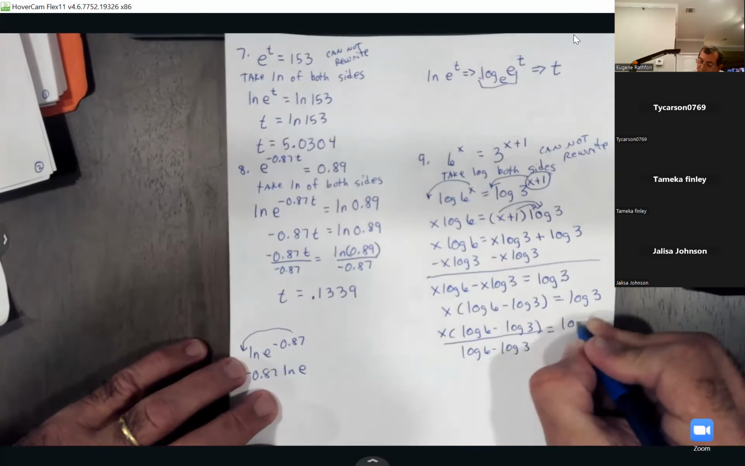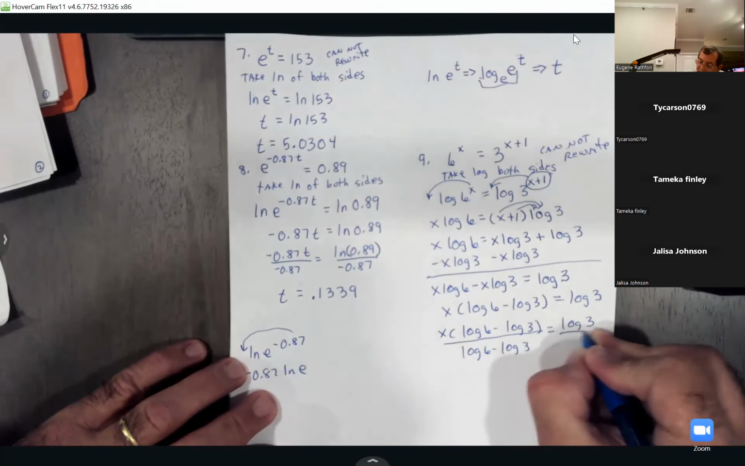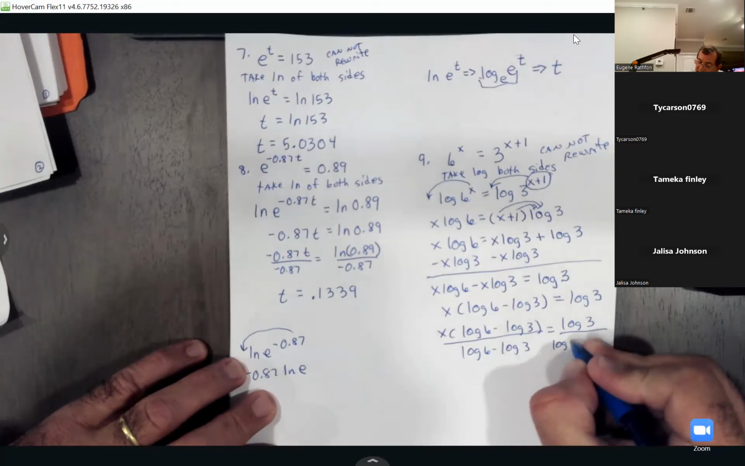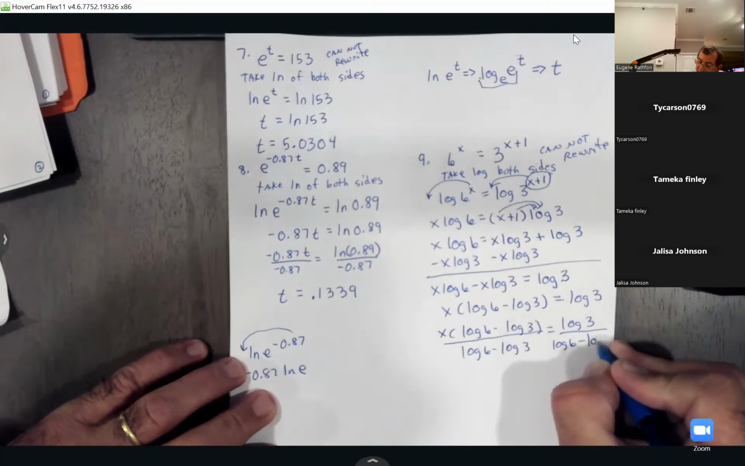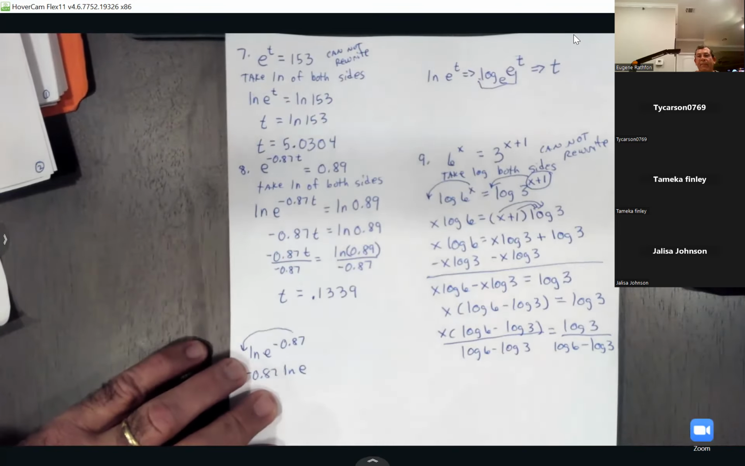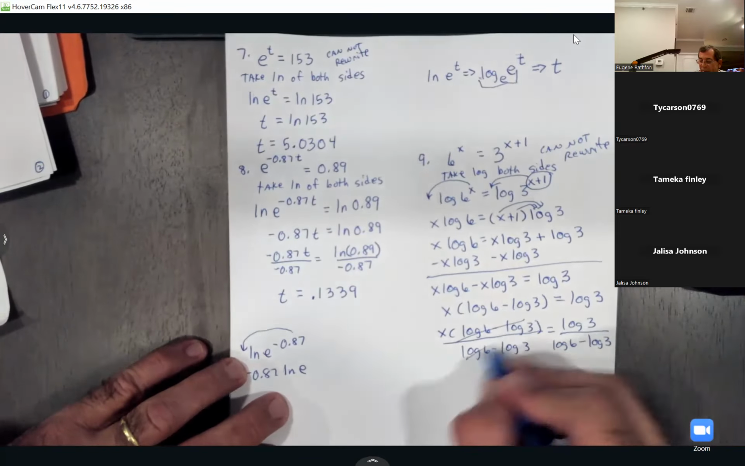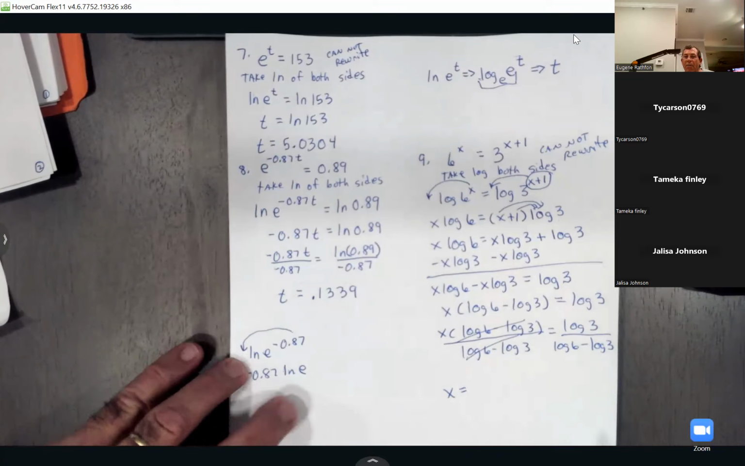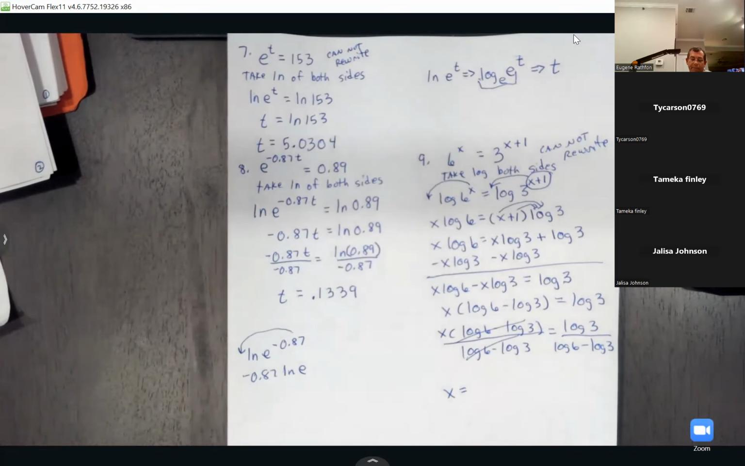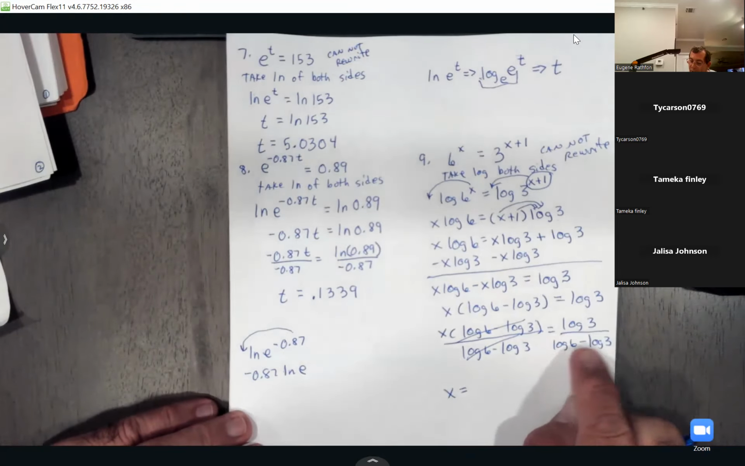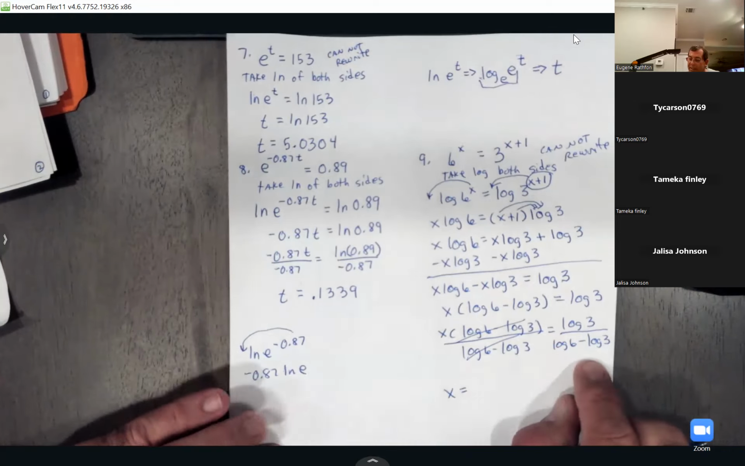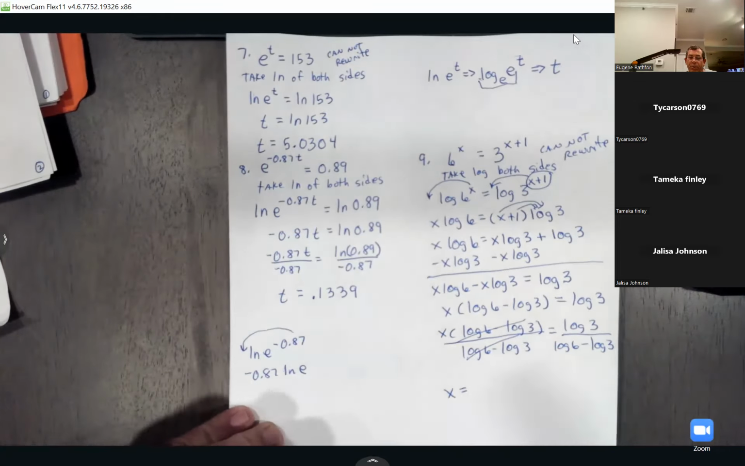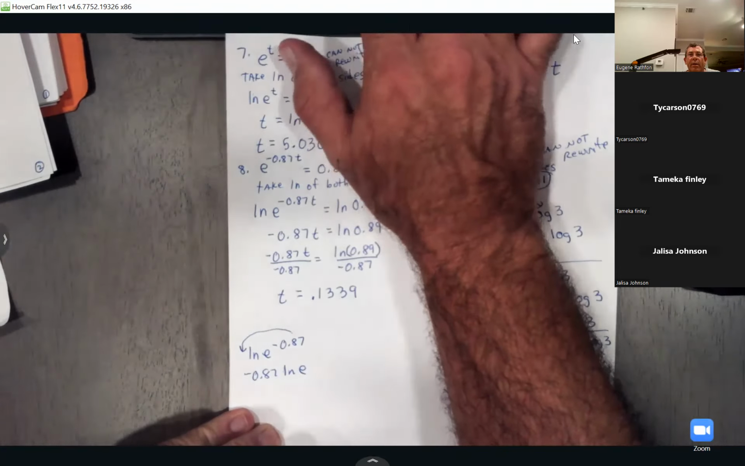So that'll equal my log 3 divided by log 6 minus log 3. So look, this cancels. All that's left over here is your x. Now, y'all, here's the thing. You can do this problem two ways, and I'm going to show you how I would put in this log 3 over log 6 minus log 3. So I'm going to jump us to the calculator real quick.